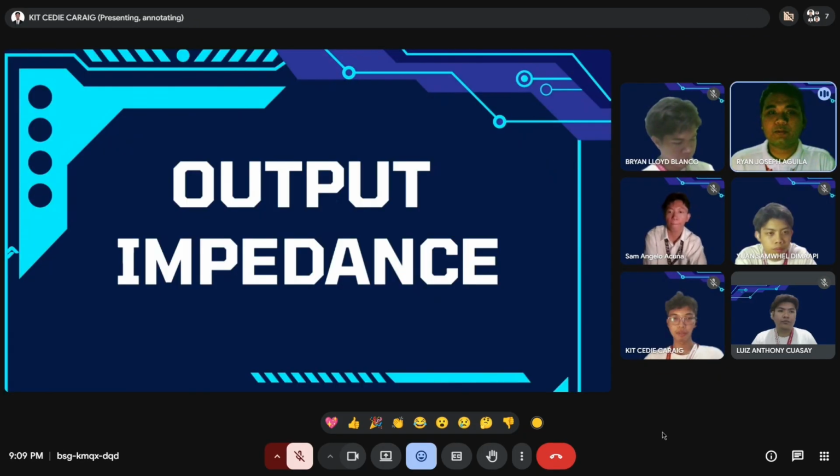Now let's look at the output impedance. The output impedance shows how well a circuit can drive a load; lower values mean better performance. In this experiment, it is determined by measuring the voltage drop across a 100 ohm sense resistor. Next slide, please.